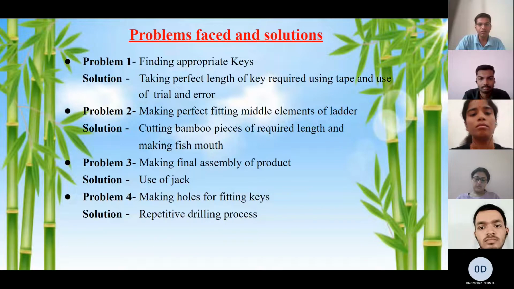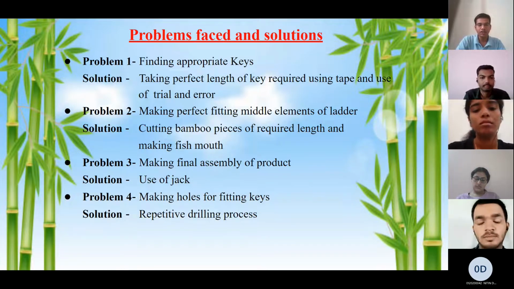The second problem is making perfectly fitting middle elements, or the steps of the bamboo ladder. The solution is we need to take the correct length of the bamboo piece using the measuring tape, and we also have to take care while making the fish mouth that it is made appropriately so that it fixes correctly on the side bamboos.